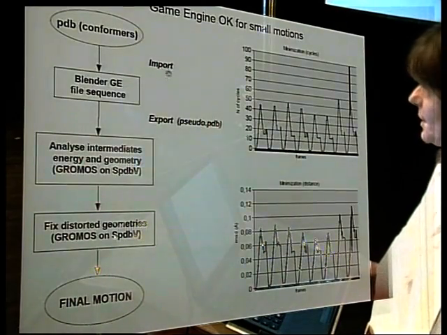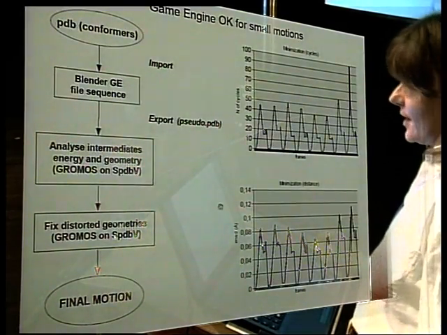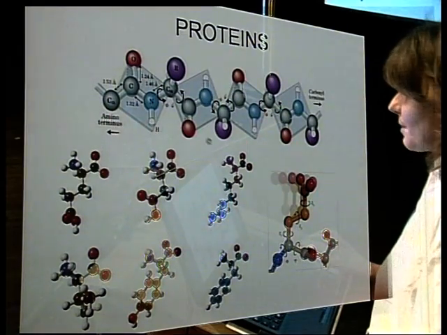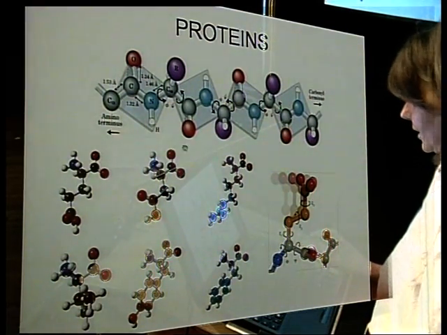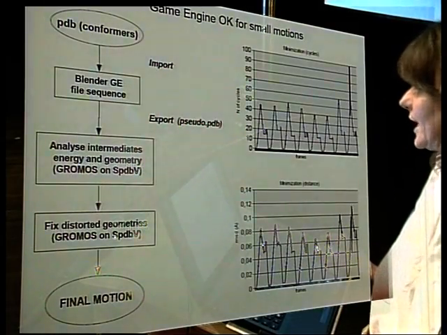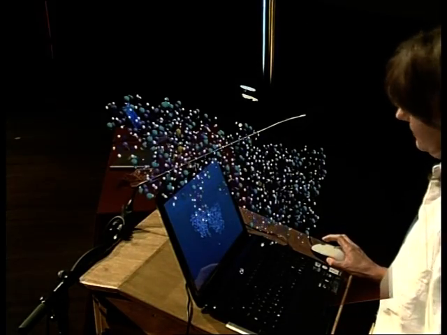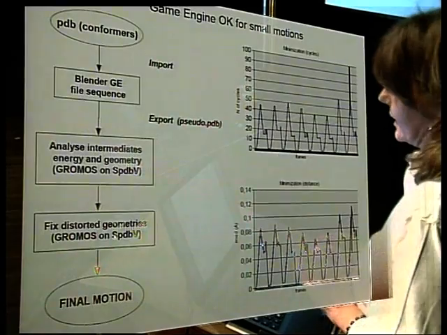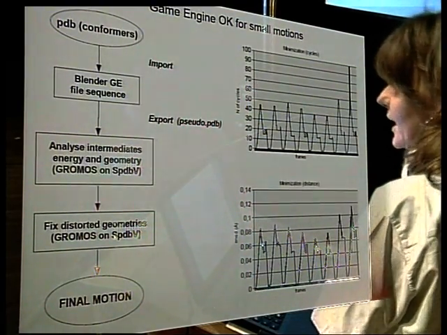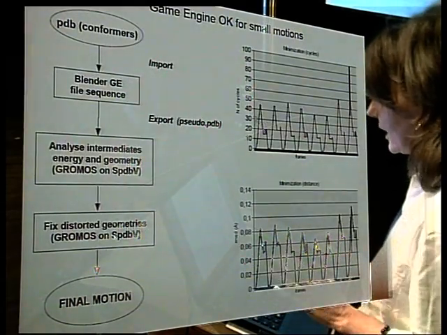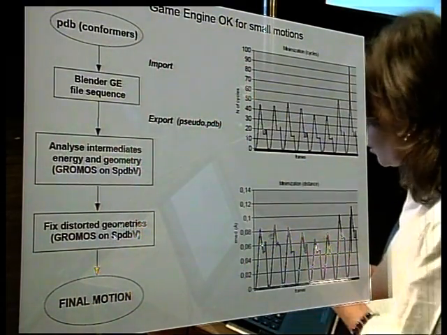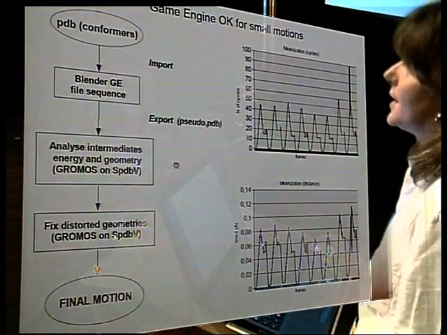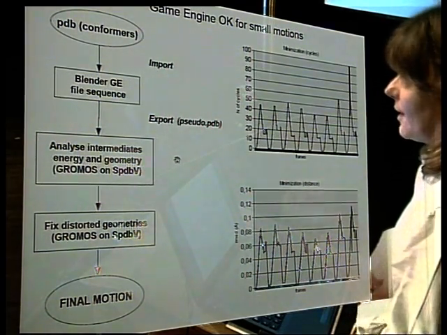For small motions, like the ones connecting two similar conformations, the game engine of Blender is good enough to get a number of intermediate conformations that can be acceptable from a physical and chemical point of view. I'm not going to describe in detail the minimization cycles or the RMSD distance, but it is good enough. We can get intermediate conformations that are actually sensible.